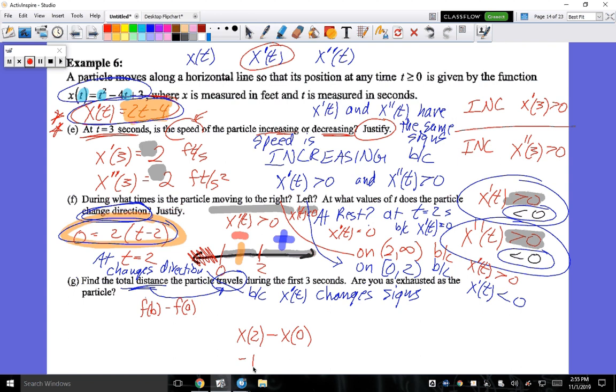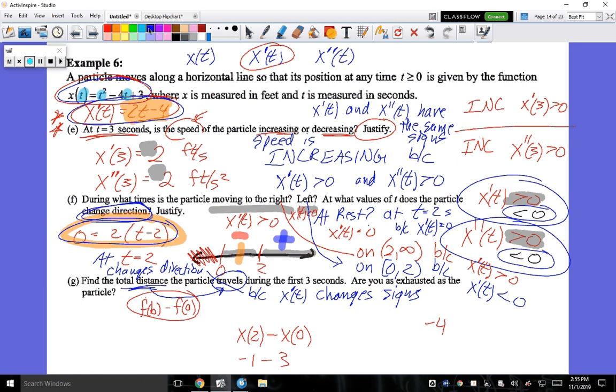Because we're trying to see what the position is at those times, since right now we're looking at a displacement. Okay? And since we're traveling backwards from 0 to 2 seconds, after 2 seconds it's my final position minus my initial position of x of 0. And x of 0 would be what? 3? So we're going to say that minus 3 gets us negative 4.